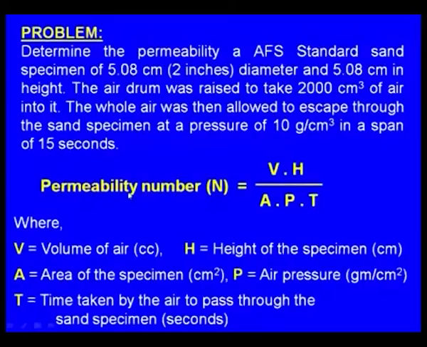First of all, this is the formula for the permeability number, VH by APT, where V is the volume of the air in cc, H is the height of the specimen in centimeters, A is the cross sectional area of the specimen in square centimeters, and P is the air pressure. Next one, T is the time taken by the air to pass through this specimen, and it is expressed in seconds.